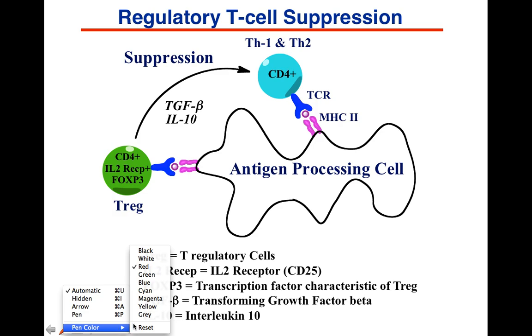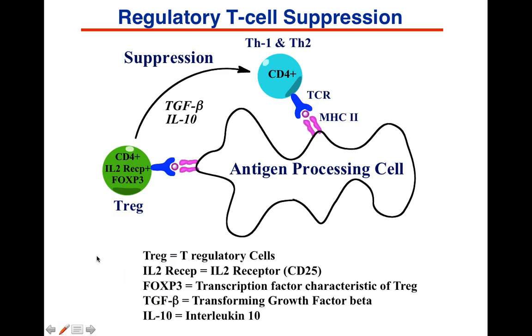These T cells are referred to as T regulatory cells. Interestingly enough, they're CD4 positive. They express IL-2 receptor on their surface. And they have this transcription factor, which is the most important thing for identifying them. It's called FOXP3, and it's a transcription factor that's characteristic of T regulatory cells.